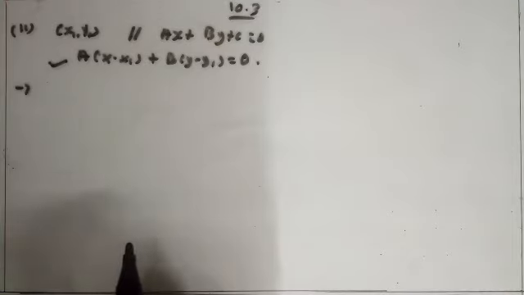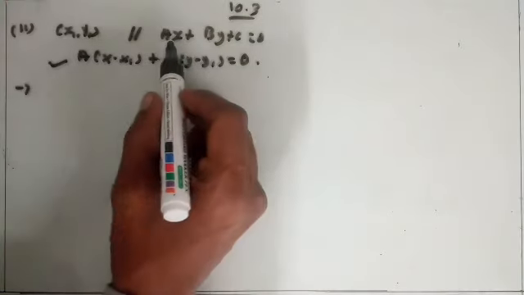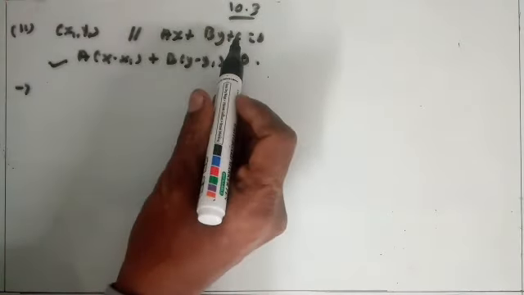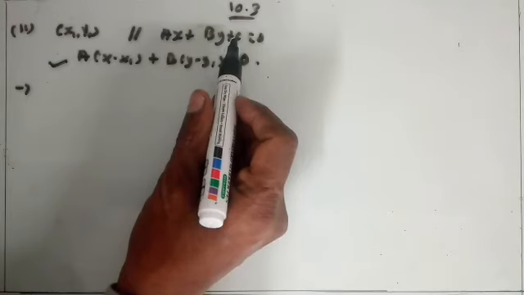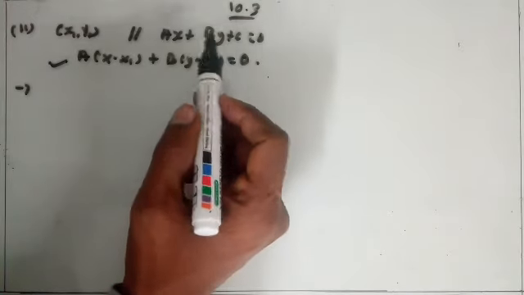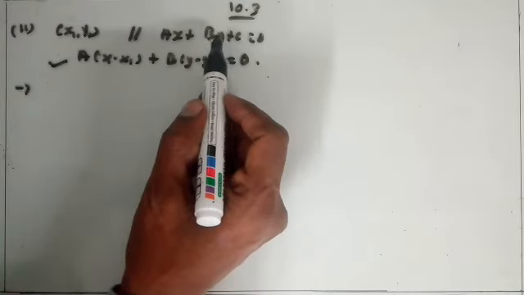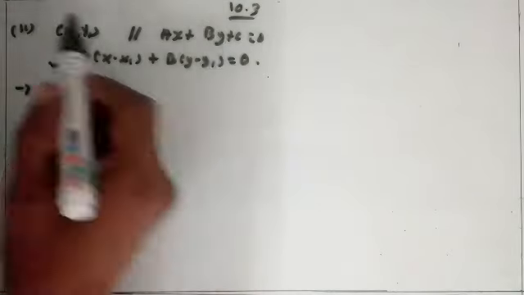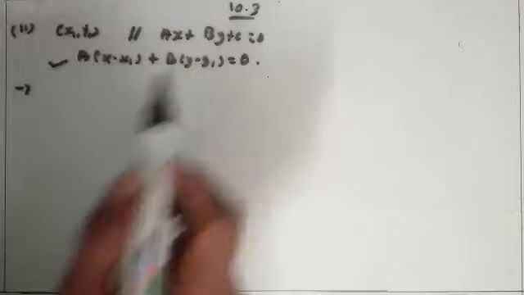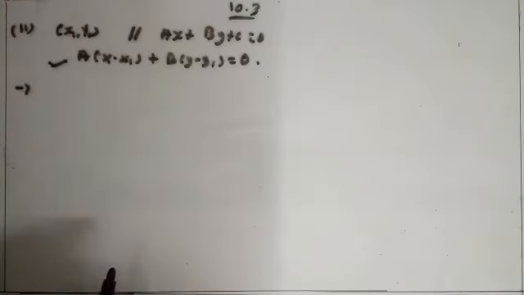Clear? Second method: from the given equation of line find the slope. The required line is parallel to this line, so the slope of the required line becomes the slope of this line. Using slope and point we get this line, a into x minus x1 plus b into y minus y1 equal to 0. Clear?